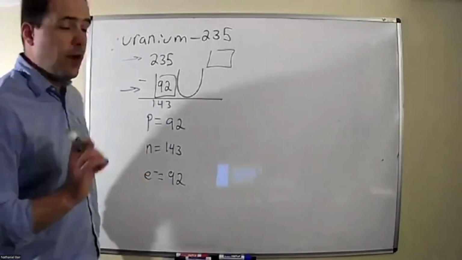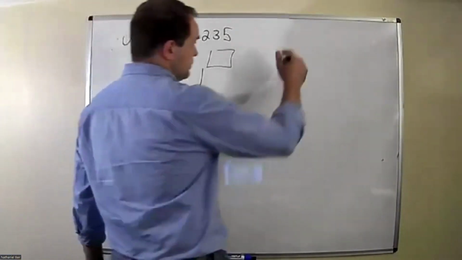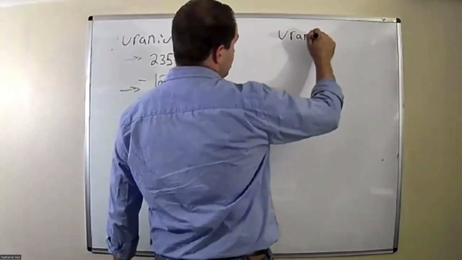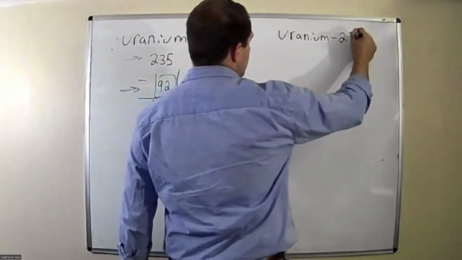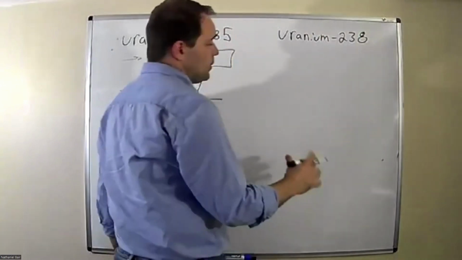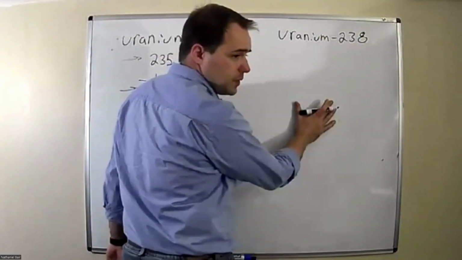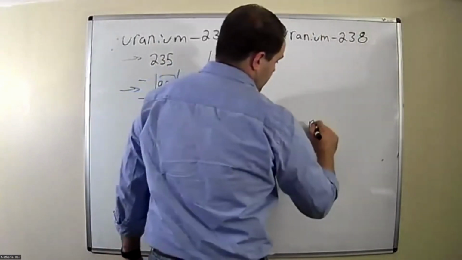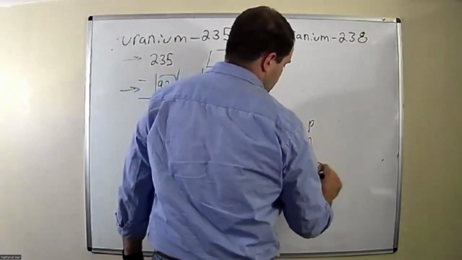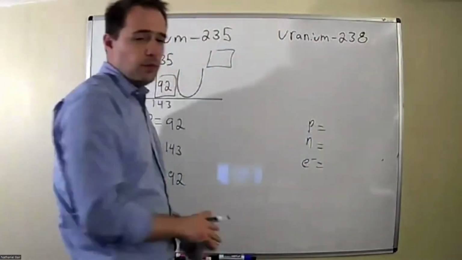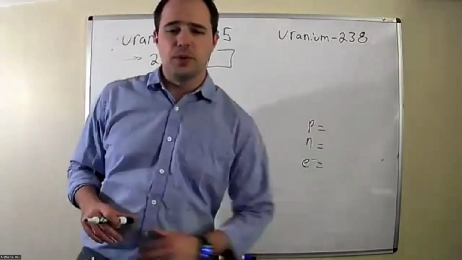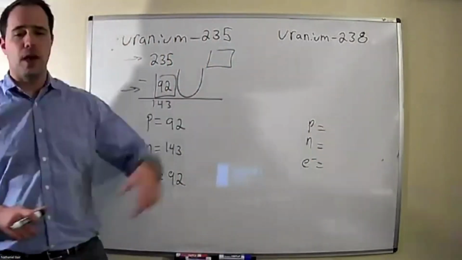Okay, the vast majority of uranium is uranium-238. Here's what I want you to do. I want you to rewrite that in nuclear notation. And then I want you to tell me how many protons, neutrons, and electrons are in uranium-238. I want the nuclear notation. Tell me how many protons, neutrons, and electrons, and then we're going to compare the two atoms. Go ahead.